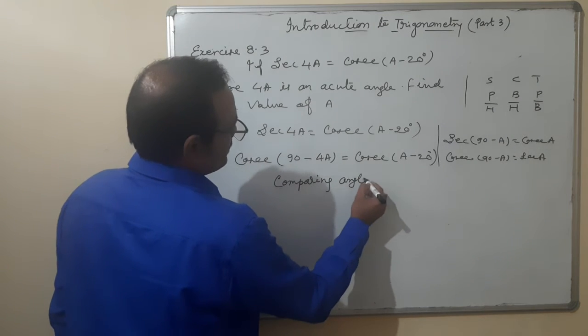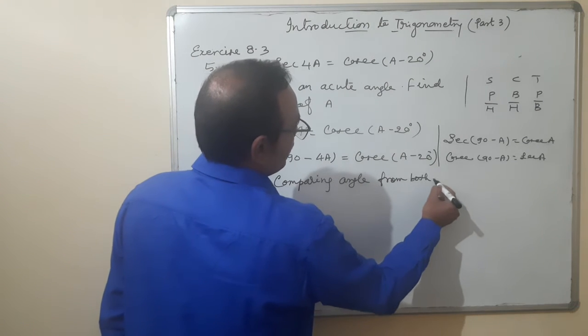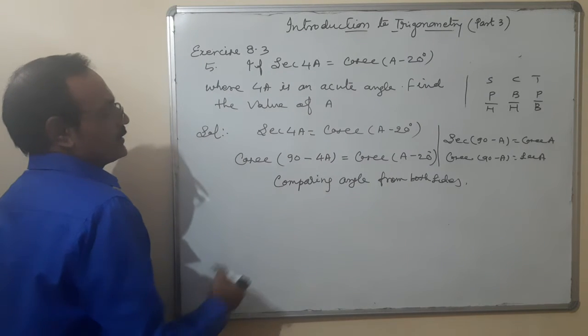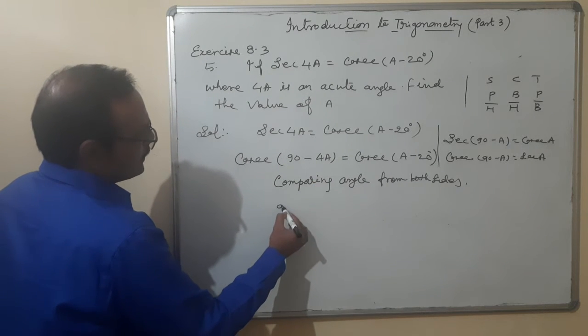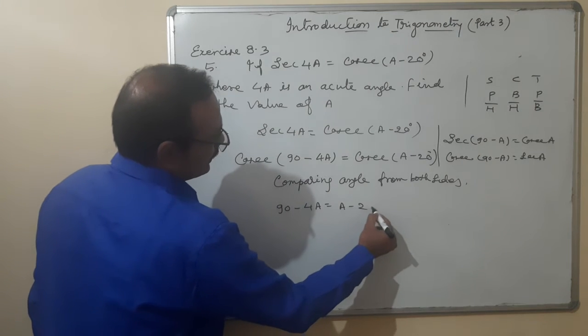Comparing angles from both sides. So when we compare the angles, it is coming 90 minus 4a is equal to a minus 20.